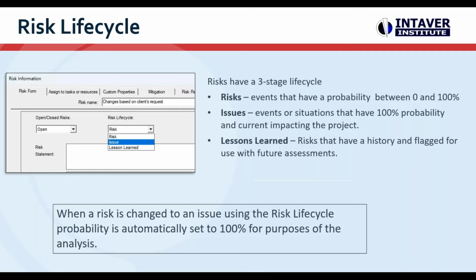Now, when we go into the risk life cycle, up at the top you can see there's a risk life cycle drop-down list to assign it. If a risk converts to an issue, you can convert it in this drop-down list, and regardless of what probabilities are in the system, it will automatically be set to 100% probability for the purposes of the analysis. So if you're doing an assessment and that risk gets realized, we just set it to an issue here, and it automatically sets the probability to 100%.